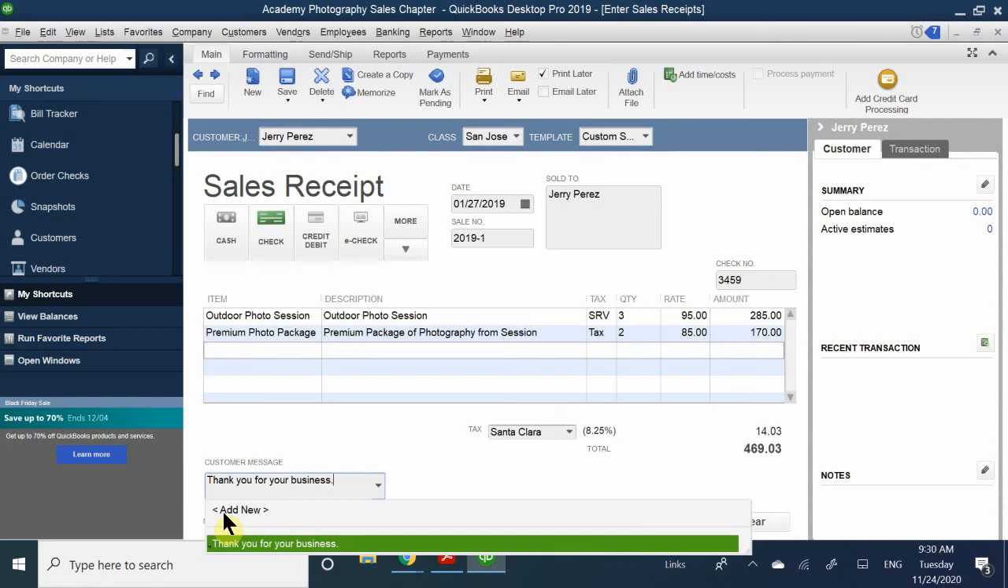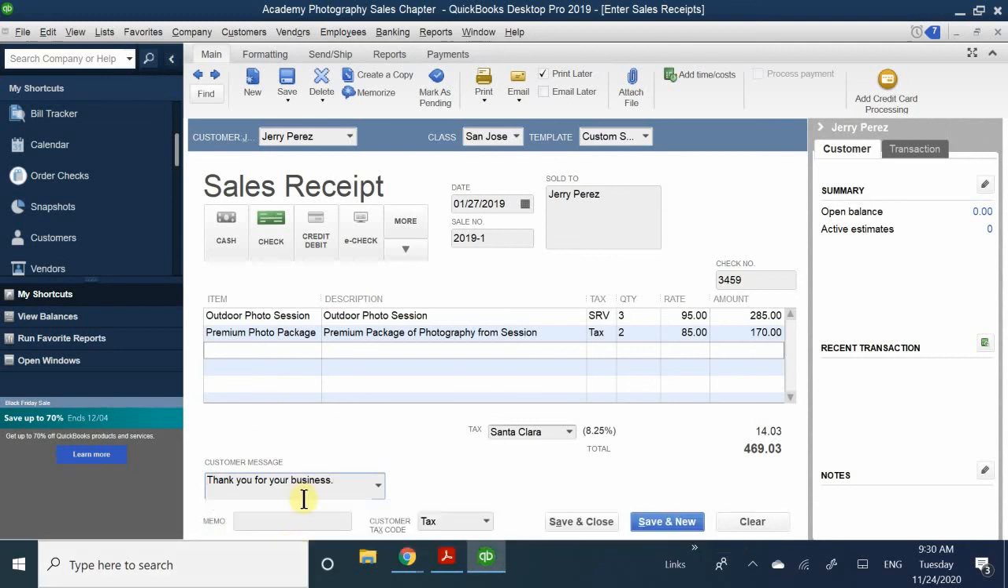All right, so you could do something little nifty that is in regards to your company, right? If you have a slogan, you can say, thank you for your business, whatever slogan that you have. That could be something that you can place on all sales receipts and invoices. Okay, so in this case, I just want to say thank you for your business.